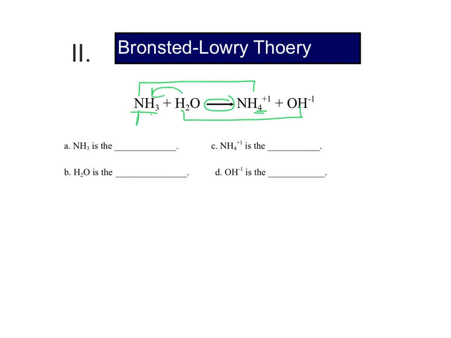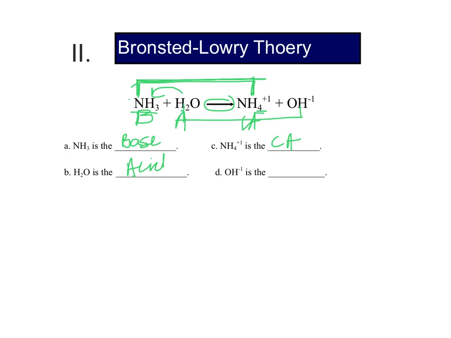So we know acids donate. That makes water the acid. And bases accept. So NH3 is the base. H2O is the acid. Well, we know that NH3 becomes opposite. So if it was a base here and now it accepts, NH4 is the conjugate acid.